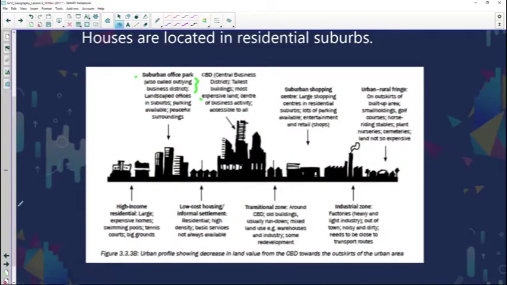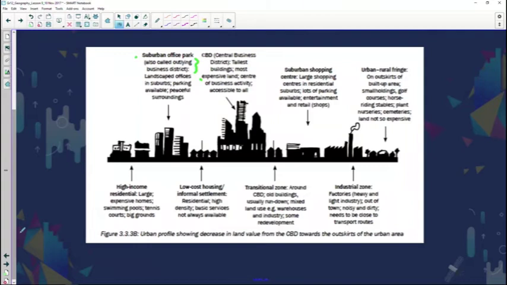And then if you look at your high income areas, it's about the land size, massive property sizes, people with swimming pools, tennis courts, and big grounds and massive houses. The low cost housing, obviously high density, very small property sizes, and basic services that are available close to them around it.